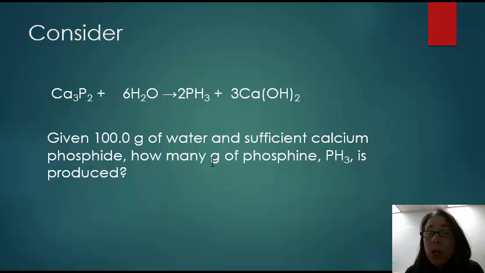So it's balanced. Alright, so we're given 100.0 grams of water and sufficient calcium phosphide. How many grams of phosphine, PH3, will be produced? Alright, so we know that this is a mass-to-mass stoichiometry problem because I'm given the mass of one chemical, water, and asked to find the mass of a different chemical, phosphine. And these two chemicals are related to one another through this balanced chemical equation.